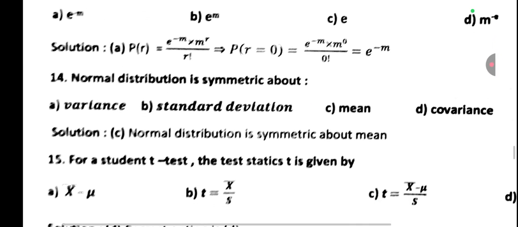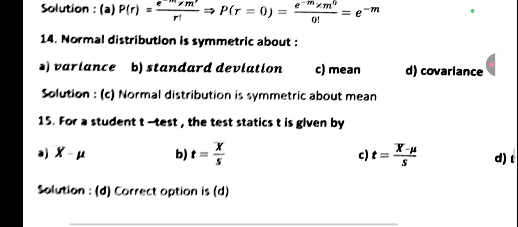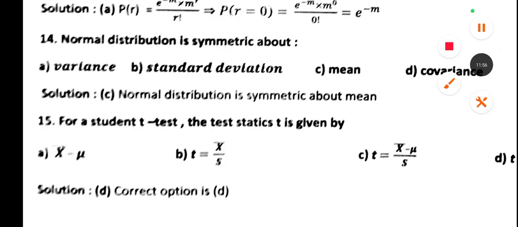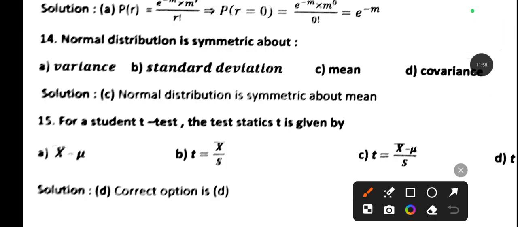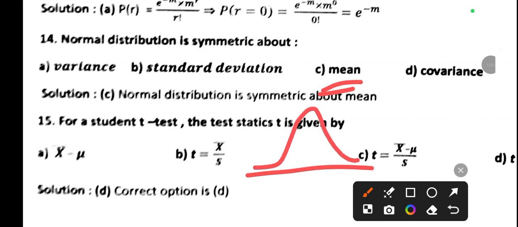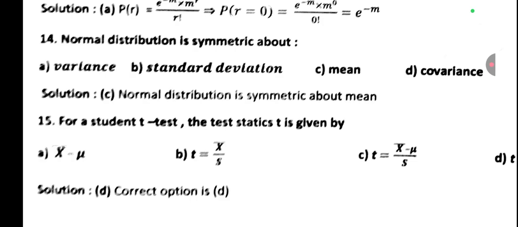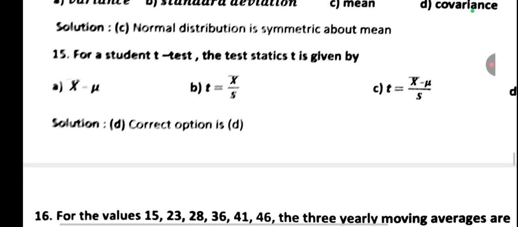So easy, ma. Then the 14th is again very much easier. Normal distribution is always symmetrical about the mean, ma. The normal distribution will be symmetrical about the mean. So the 14th one is a very static question.